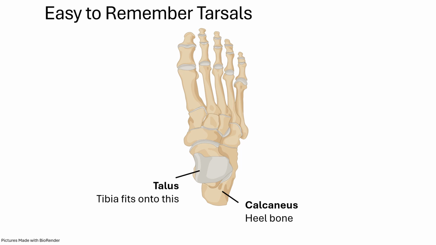The tibia articulates with the talus here. There are fractures called Pott's fractures where the tibia and the talus completely disconnect, like your foot is hanging off of your ankle.